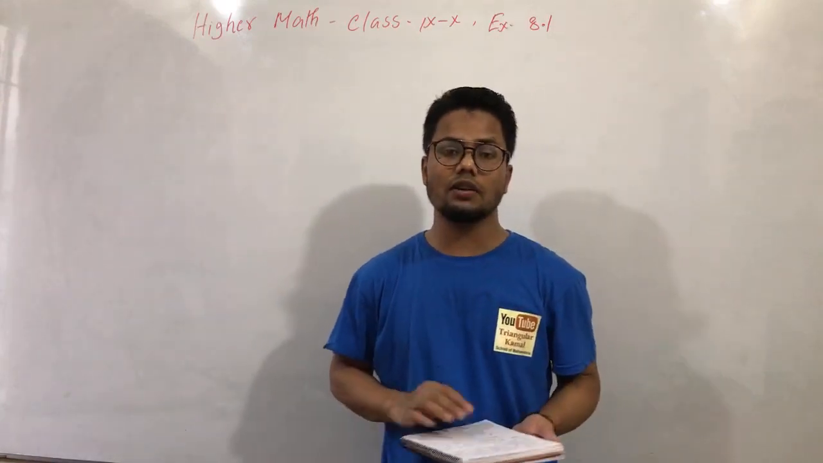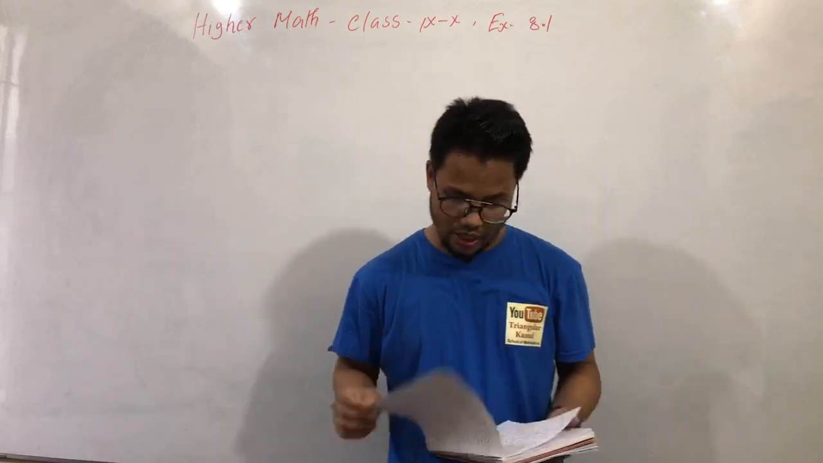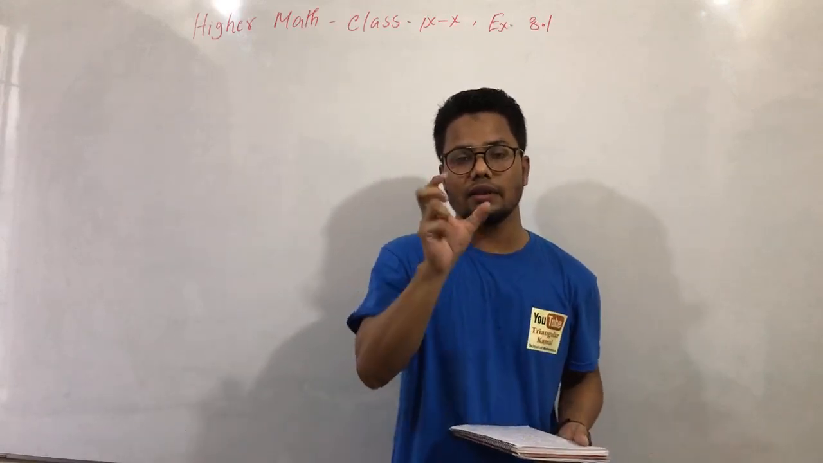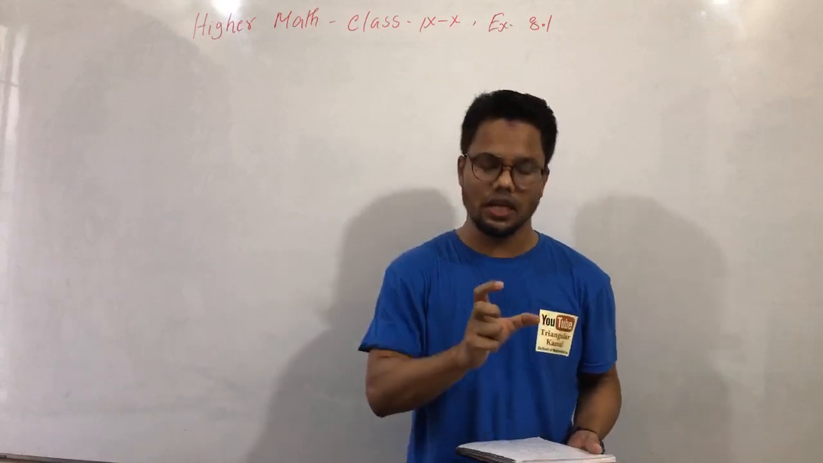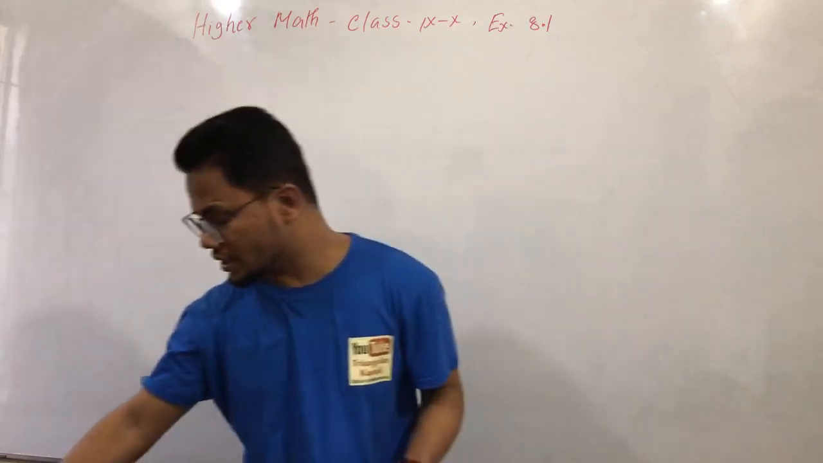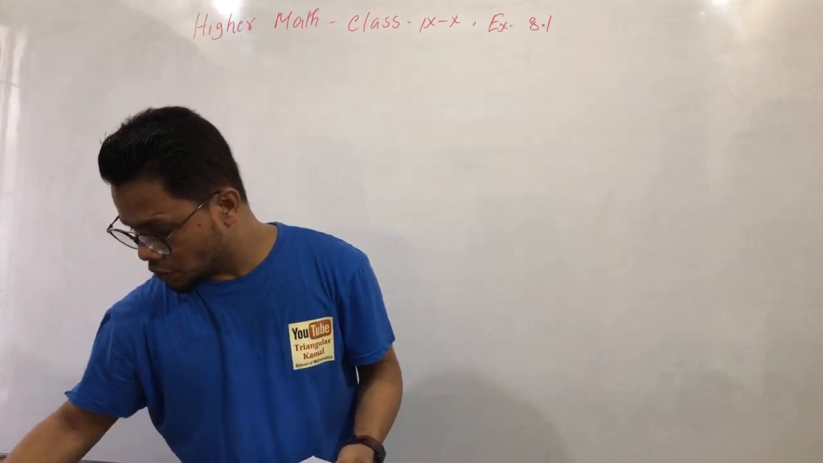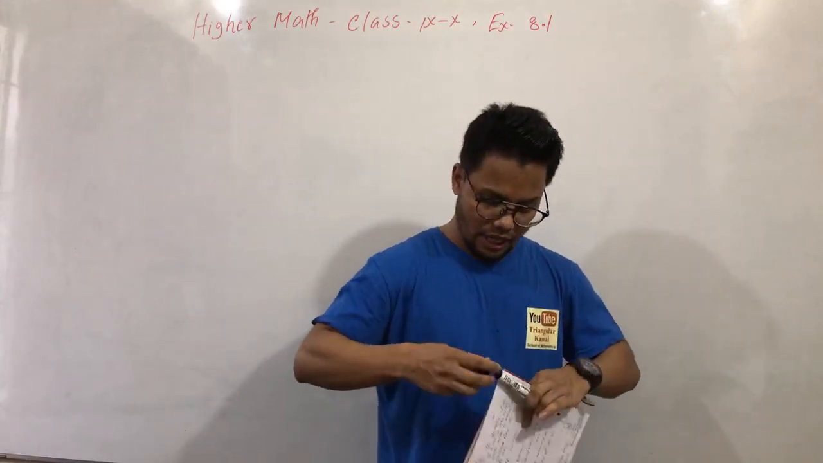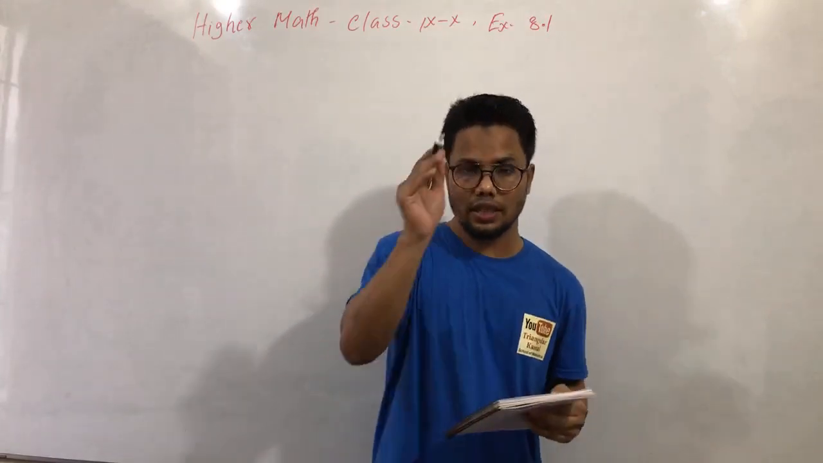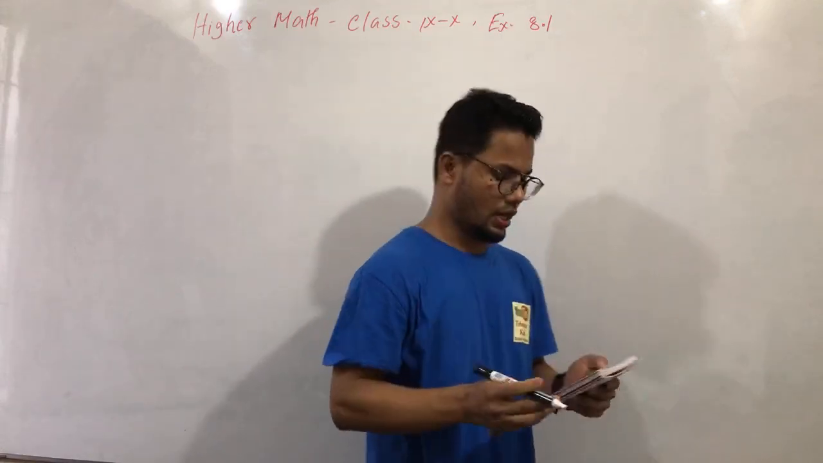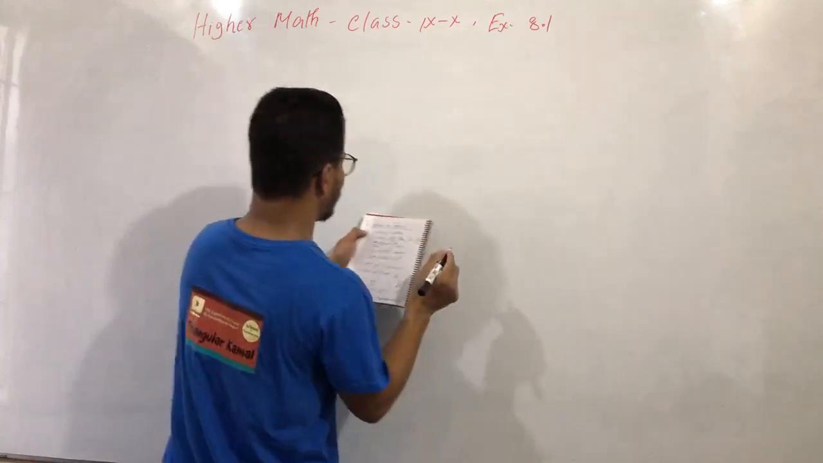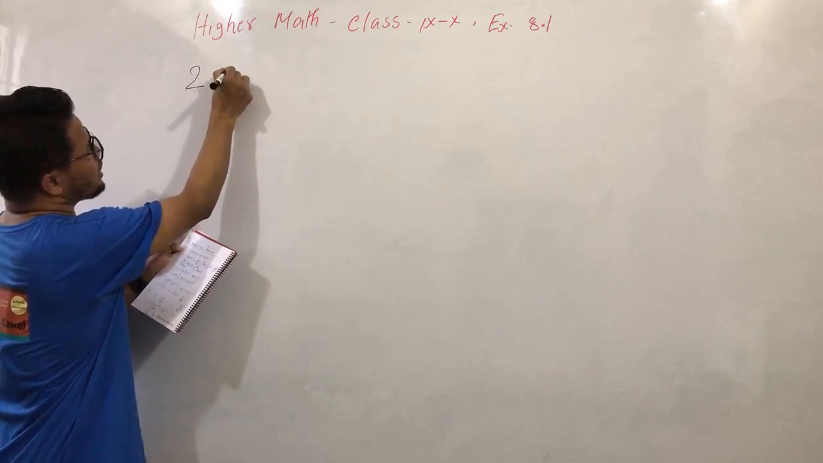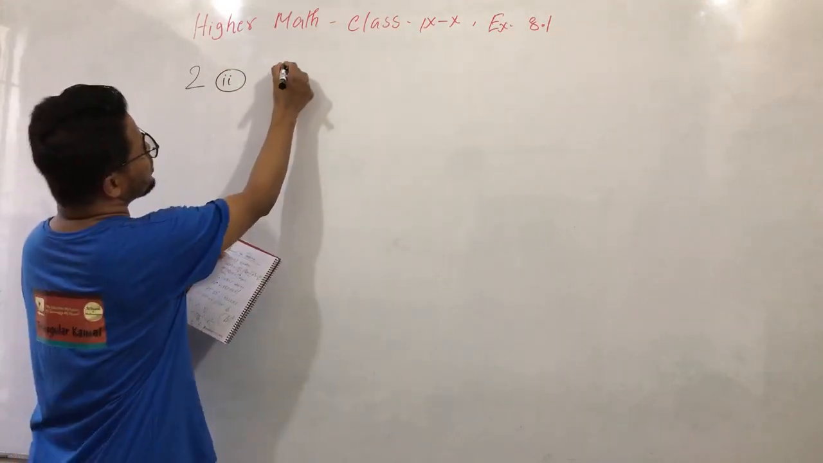Today we are going to start our class formally from exercise 8.1, and the first topic I will discuss is how to convert an angle from radian into degree and then degree into radian. I think it's one of the most important parts in this content. The first one is number 2 in our exercise 8.1: convert radian into degree.